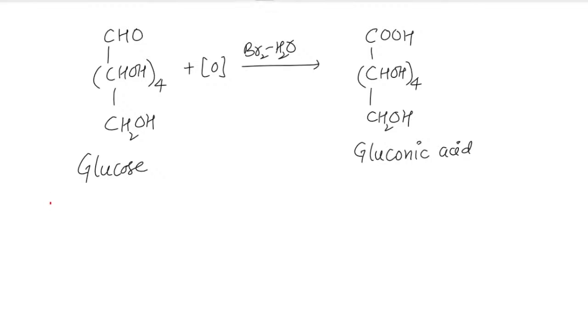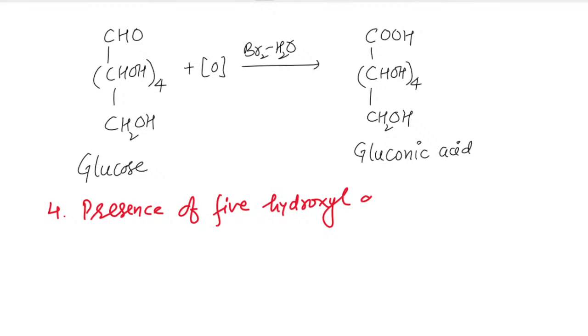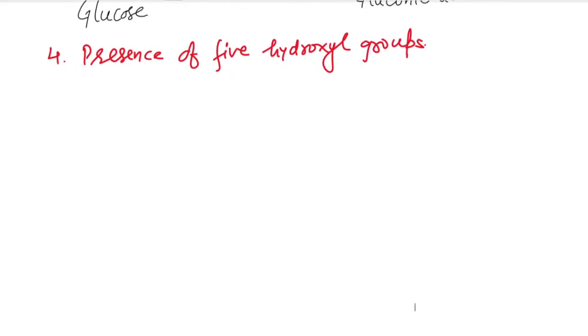Now next one, presence of 5 hydroxyl groups. See, in the first point we showed that it has 6 carbons. Then in the second point, with red phosphorus and HI, when it is reduced, it gives normal hexane and 2-iodohexane. It proves that it has 6 carbon atoms in a straight chain. Then glucose can react with HCN to form cyanohydrin, with hydroxylamine to give oxime. It indicates it has a carbonyl group, and it is oxidized with a mild oxidizing agent to give an acid with the same number of carbons. It suggests that the carbonyl group present in glucose is aldehydic.